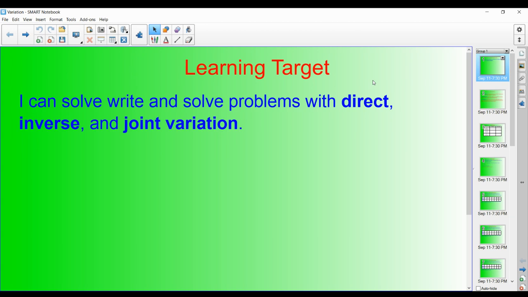Hi everyone. Today we're going to talk about the mathematical concept of variation. So we're going to write equations that have variation in them. We're going to solve equations that we set up. So there's three types of variations we're going to look at: direct, inverse, and joint variation.